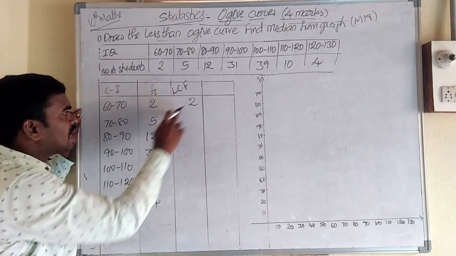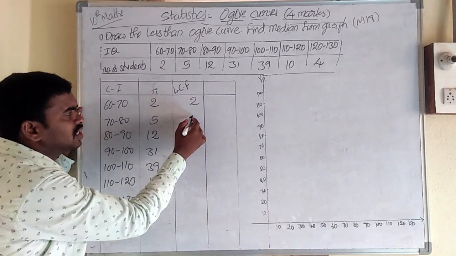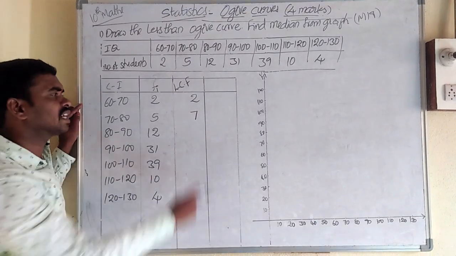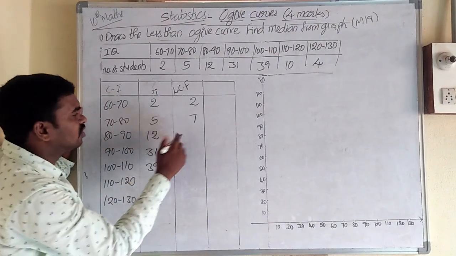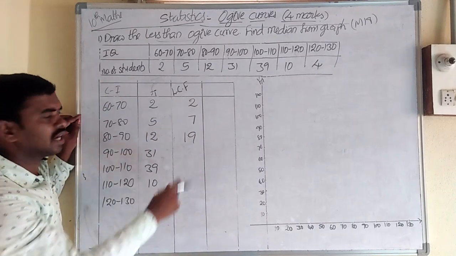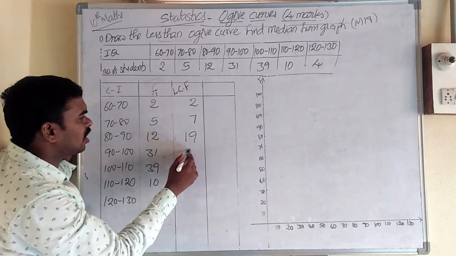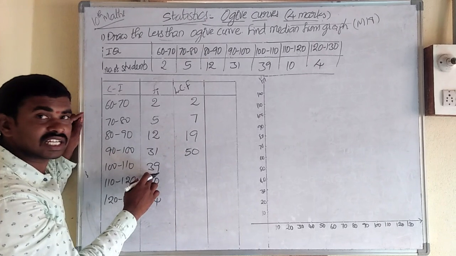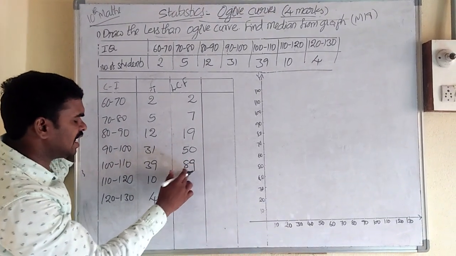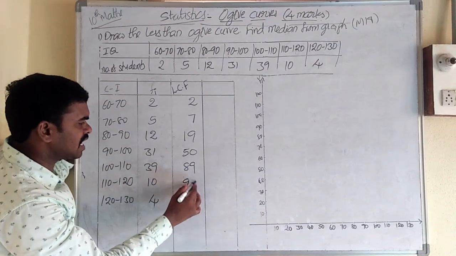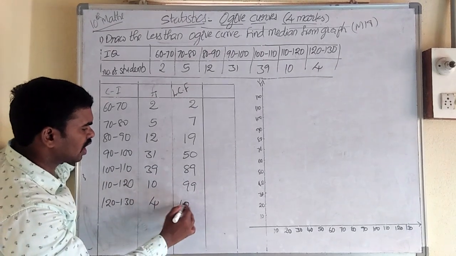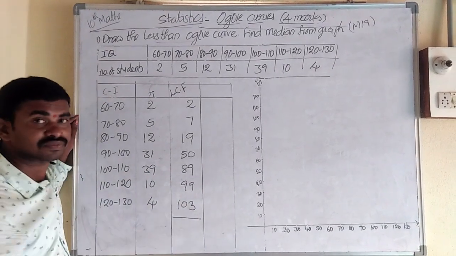Next 2 plus 5, how much? 7. Yes. Next 7 plus 12, 19. Next 19 plus 31, how much? 50. 50 plus 39, 89. 89 plus 10, 99. 99 plus 4, 103. Okay?